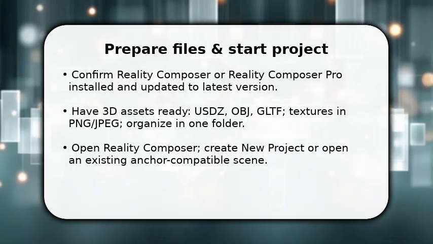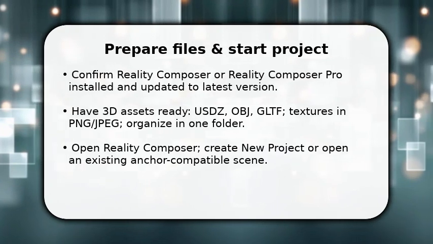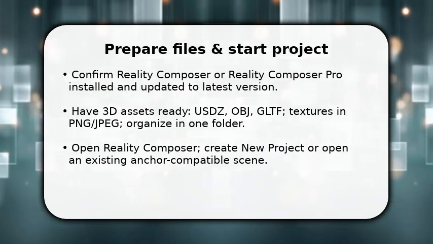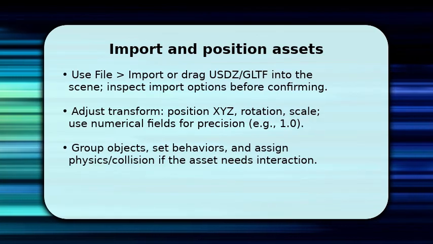Once in the project, open the library panel and locate the import command, so you can bring assets directly into your scene. Now you import and immediately verify how the model appears in the scene. Drag your USTs or GLTF file into the viewport or use File Import. Watch the import dialog for scale and material choices and change them if needed.